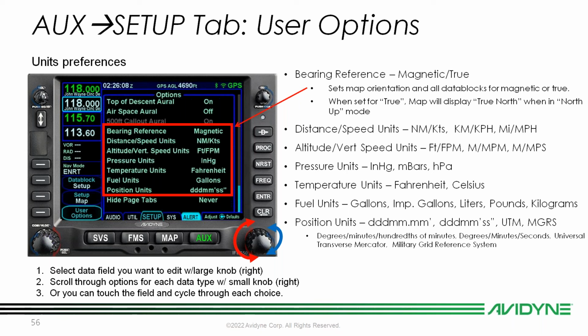So remember those three different map settings that I was talking about, either your north up, track up, whatever. If we have it set for true north, it's going to display true north when you're in north up mode.